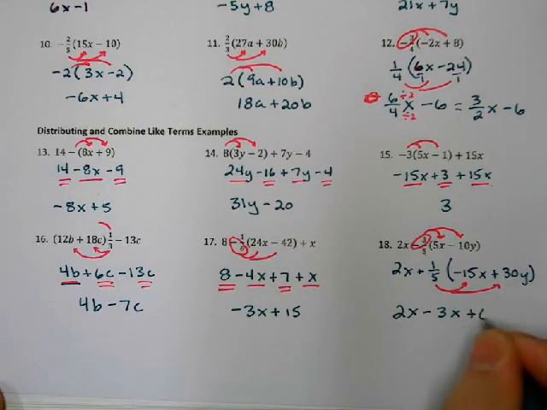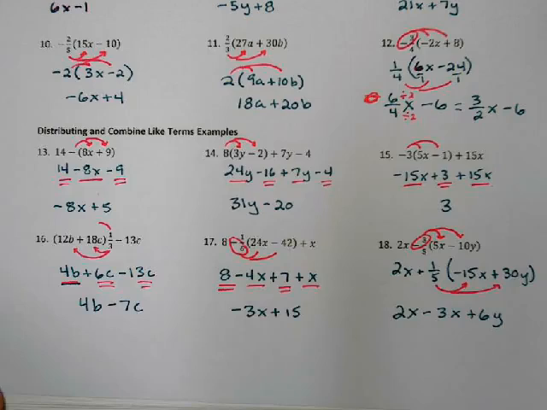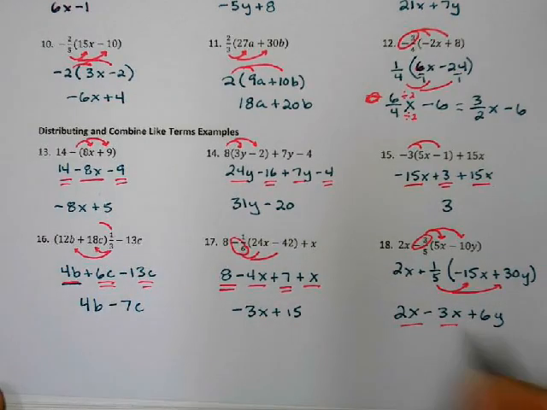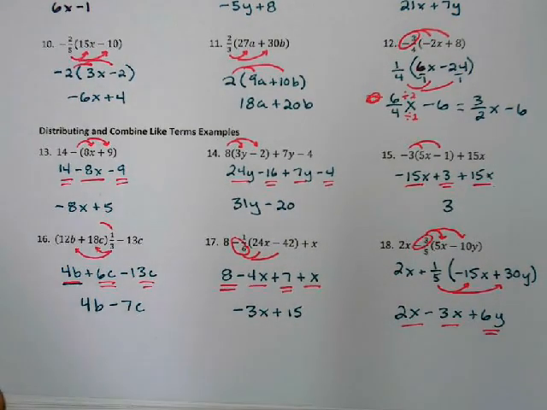I have like terms with my x to the first terms, and then I have a y term. So I'm going to combine these two. I get negative x plus 6y.